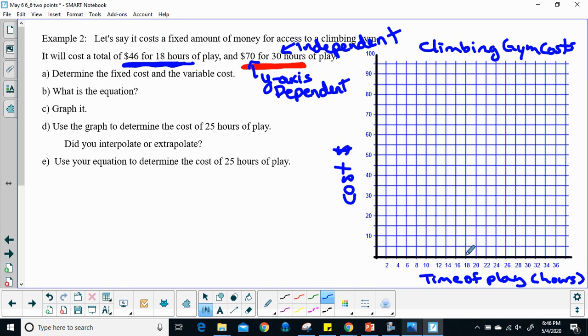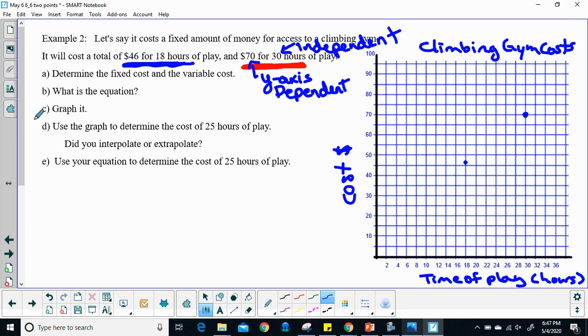So 18 hours of play is going to cost me $46. There's a nice little dot there. And 30 hours of play is going to cost me $70. Get in the right spot if I go there. Okay, so I can draw a line and I can figure things out.